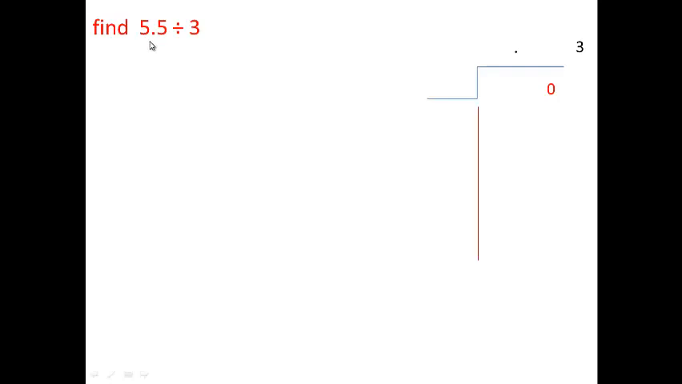This is called the dividend, the division sign, and the divisor. The dividend we put inside, and the divisor outside. The divisor here is one digit, a 3, so we know the timetable of 3.